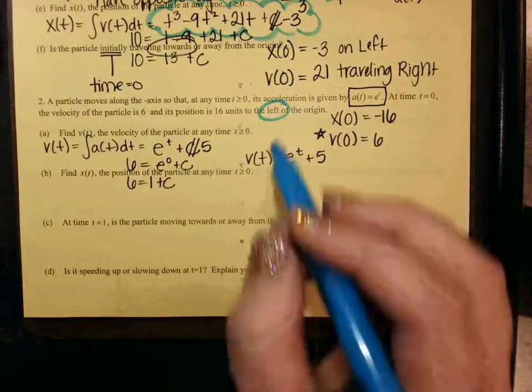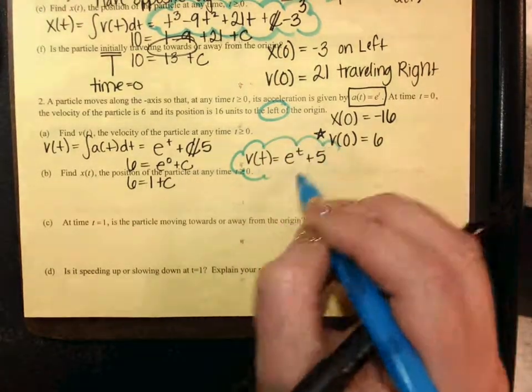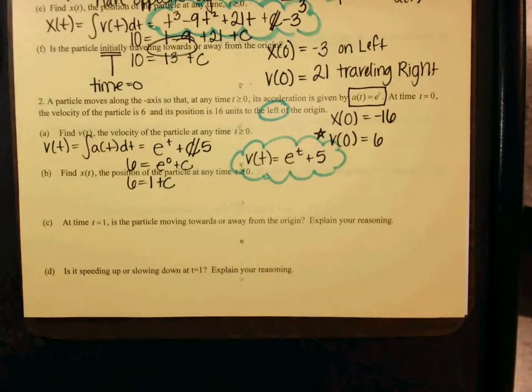Okay, next question. I need to find the position. What are we doing now? The integral of v of t. Okay, so do that. And then you have your position, initial condition to go back and find your c.